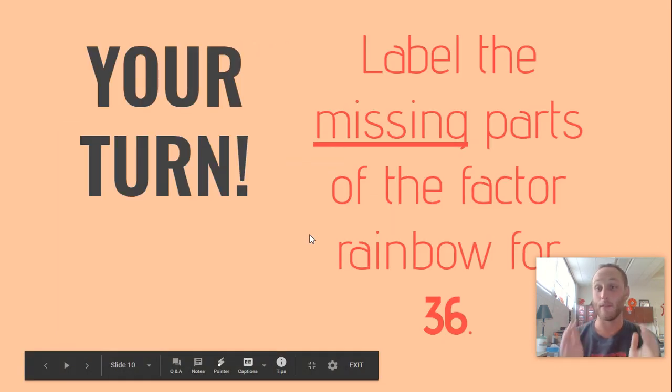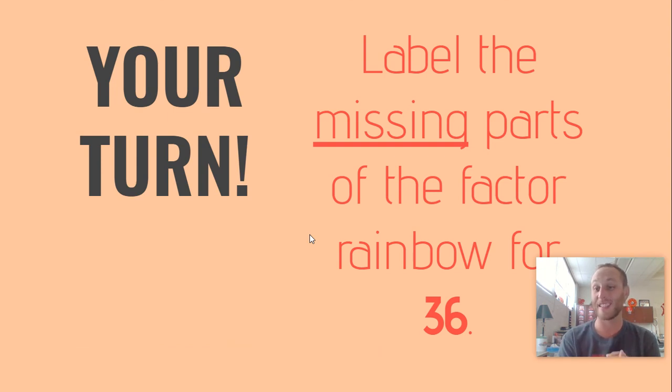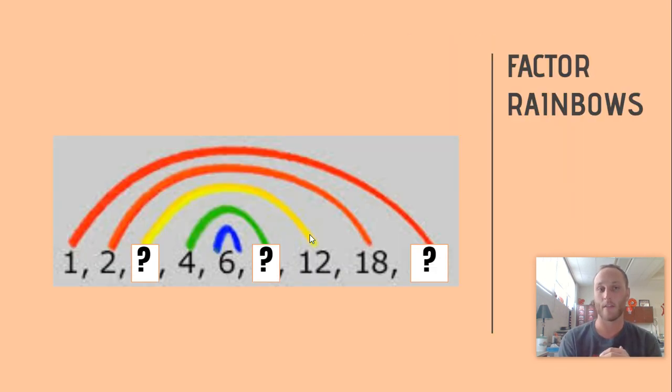Now, I want to give you a chance to think about this as well. So I'm going to show you a factor rainbow for 36. So if I was looking at 36's factor rainbow, I want you to think about what parts are missing here. So take a look. I have put question marks on 3 of the numbers. So what numbers would go into those spots in order to make the factor rainbow complete?